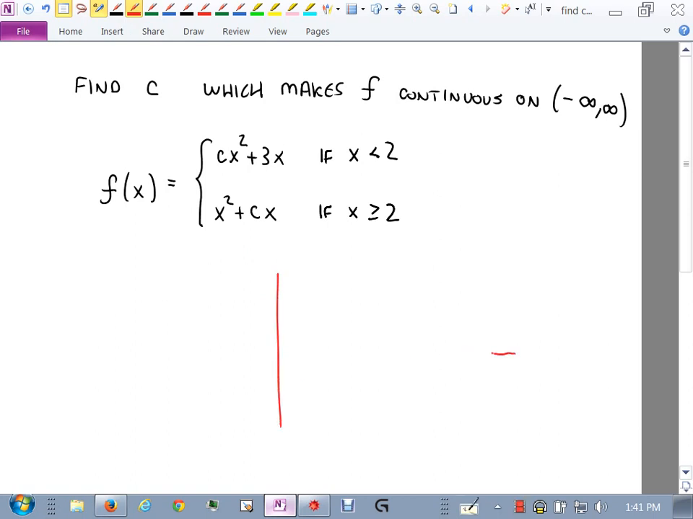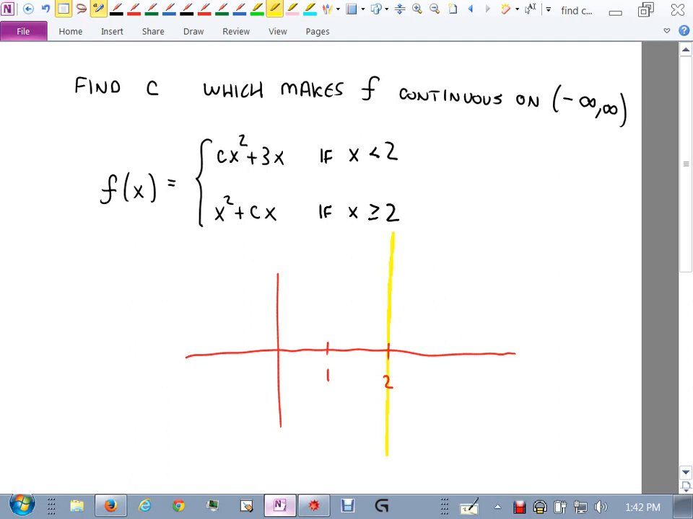Graphically, imagine this line going through x is 2. To the left of 2, what type of function is it? To the left of 2. It's c times x squared plus 3x, right? What type of graph is that? It's a parabola, right? And then to the right of 2, it's also a parabola, right? But the thing is, depending on c, that will change where the parabola is and what it looks like, right?